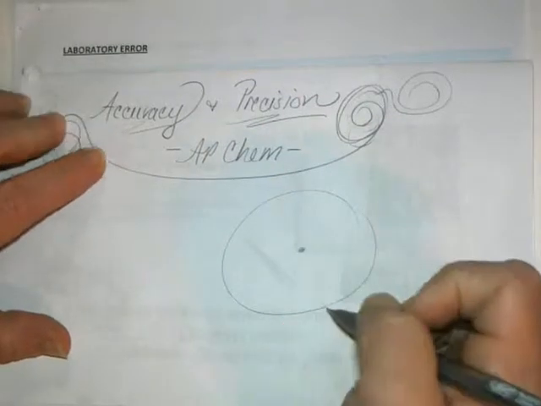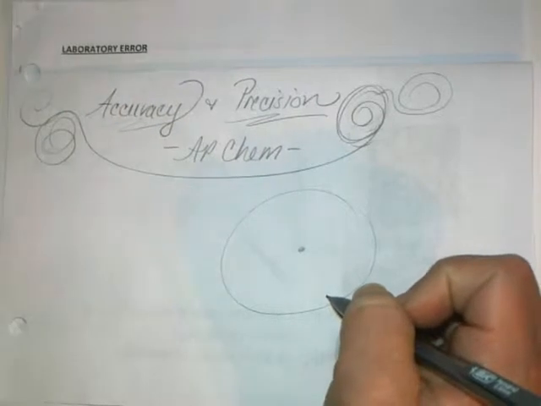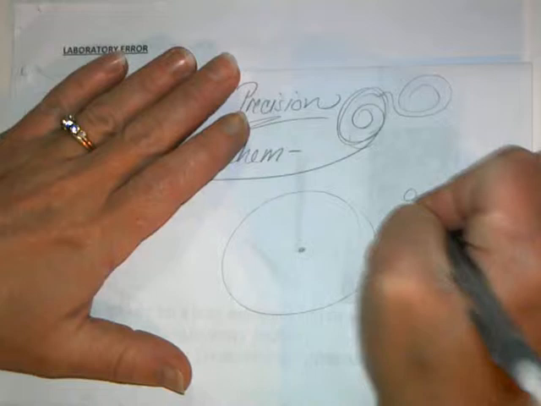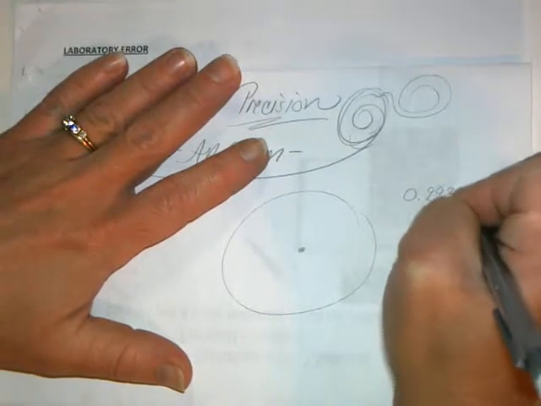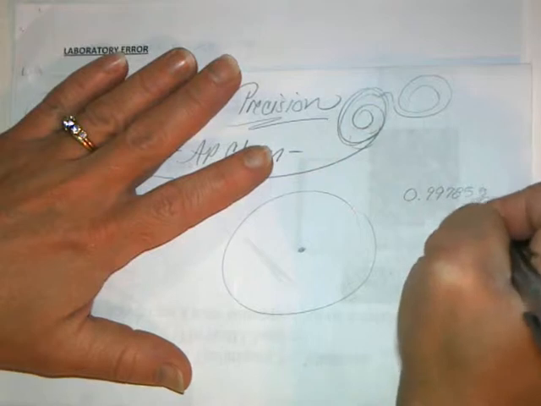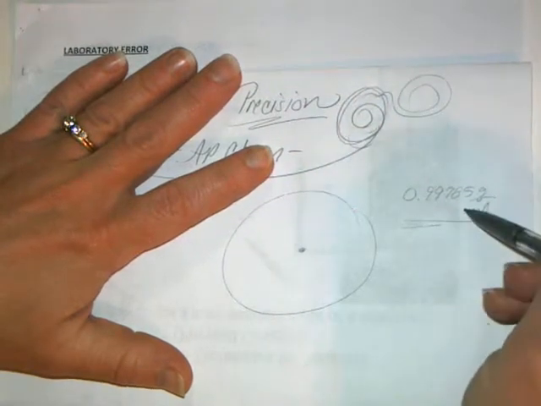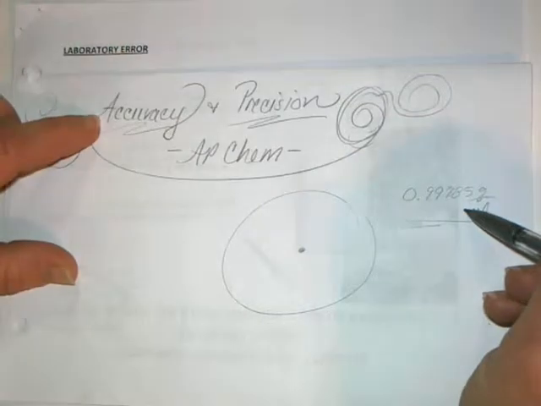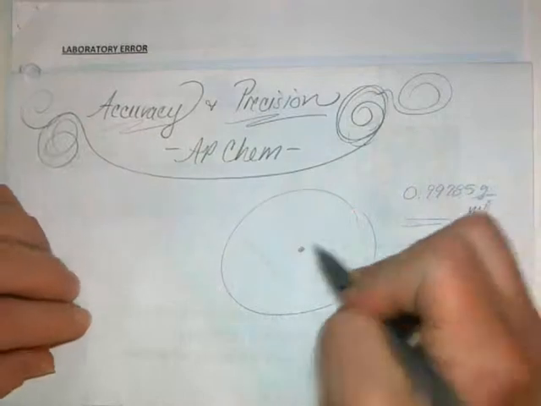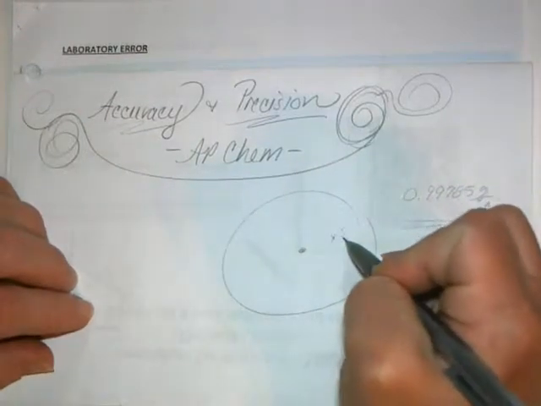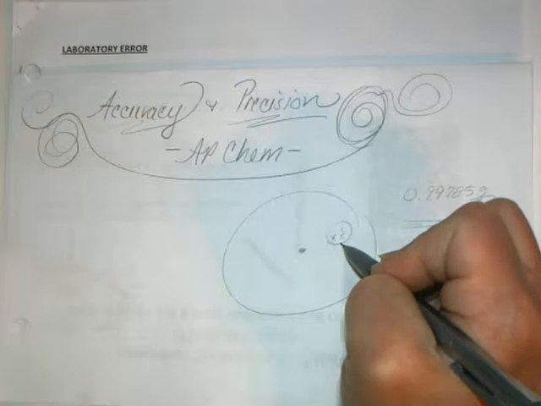If we're doing a lab and trying to replicate the exact density of water at a certain temperature, and let's say at that temperature the density we know theoretically is 0.99785 gram per mil, how close is your experimental value to that actual value? That is accuracy. Where if we're shooting multiple darts, how close they are to each other, the agreement amongst your data, that is precision.